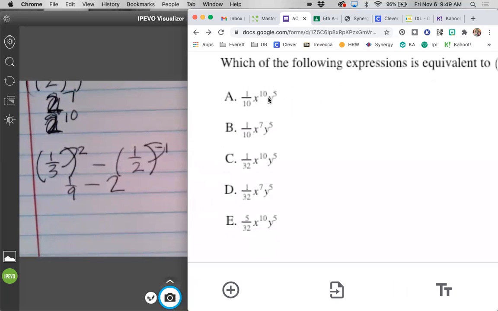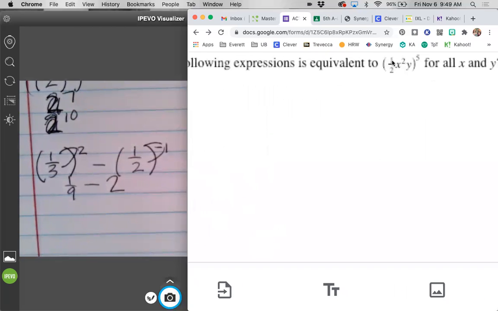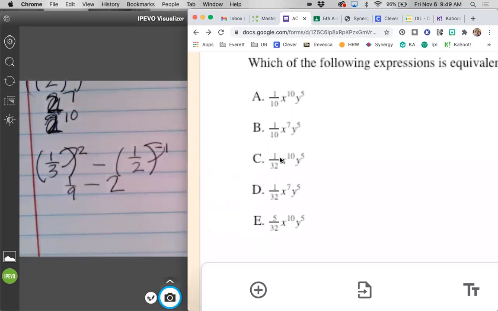X to the 10th, y to the 5th. I've got A, C, and E. Okay, so let's see how they're different. I've got 1/10, 1 over 32, and 5 over 32. Well, when I raise 1 to the 5th power, it's going to be 1. So E is out. 2 times 5 gives me 10. So it's got to be 32. And if you want to check it, 2 times 2 is 4, times 2 is 8, times 2 is 16, times another 2 is 32. So C is your correct answer on this one.